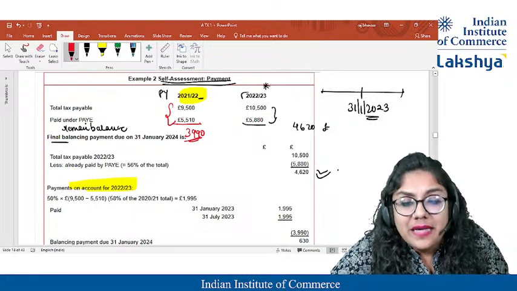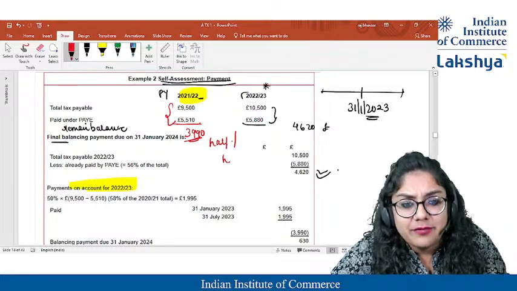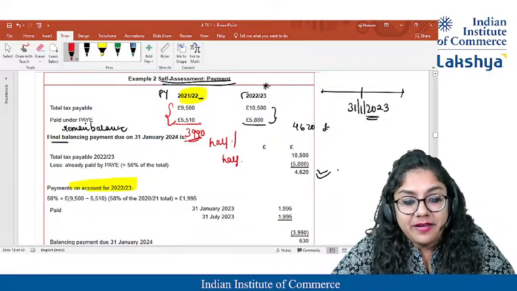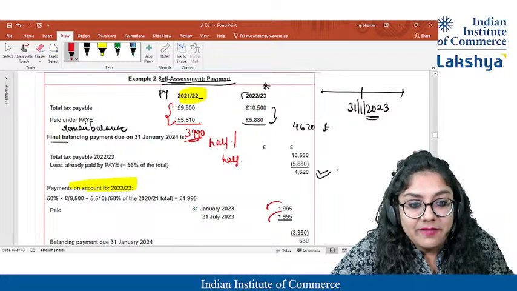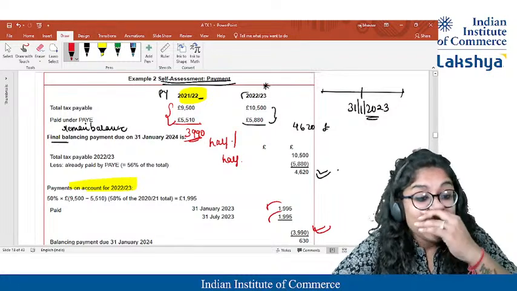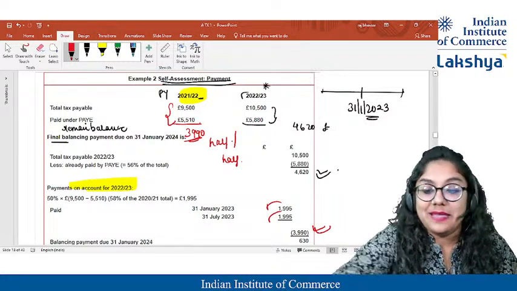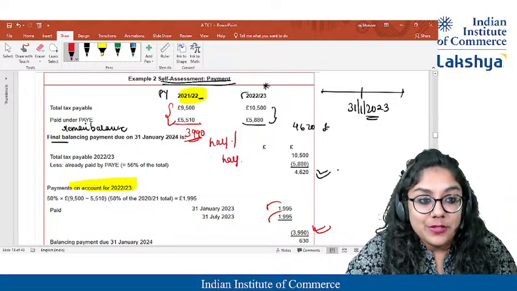Yes. But half payments we make, isn't it? Half. So if it comes to half, divide by 2. Am I going to pay 1195, which is 3900? So yes, I'll be paying this much amount. So I need to pay this much amount.